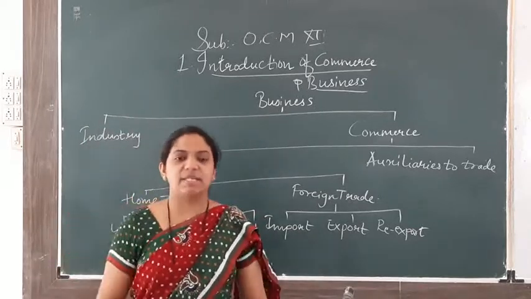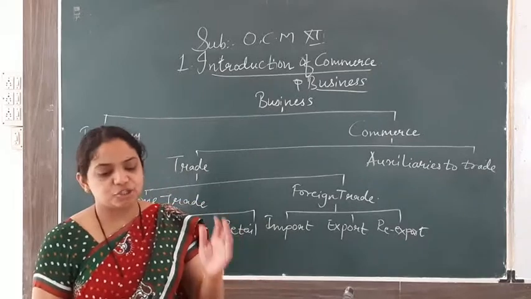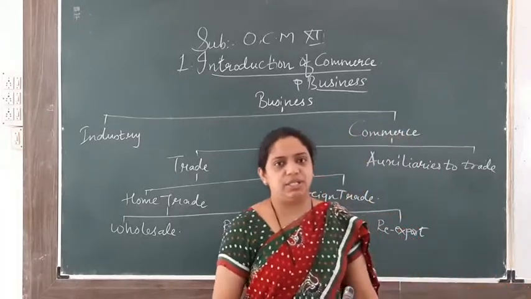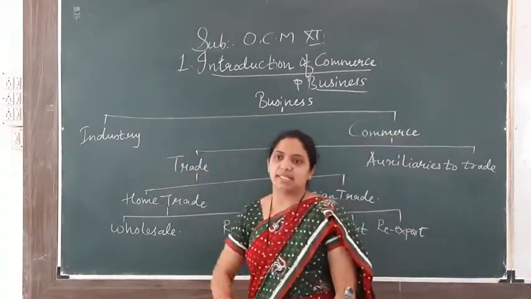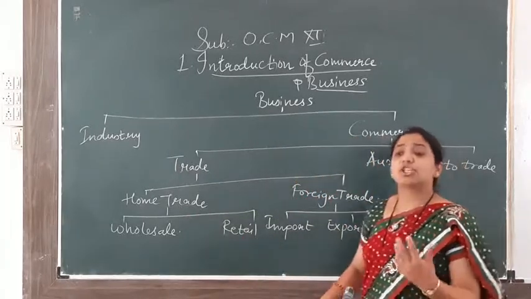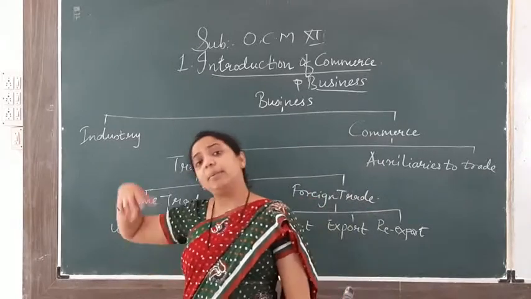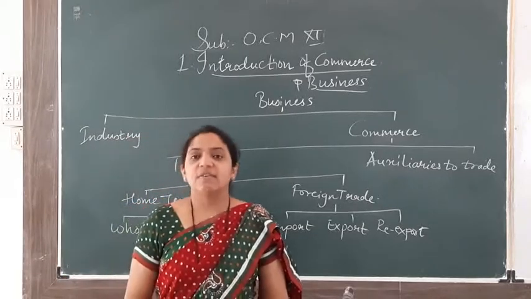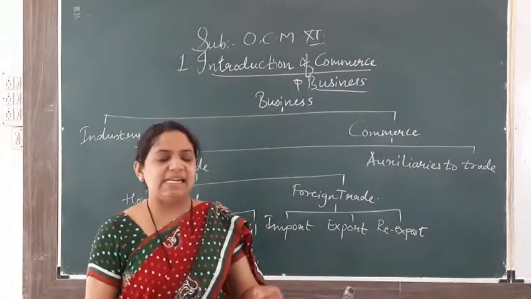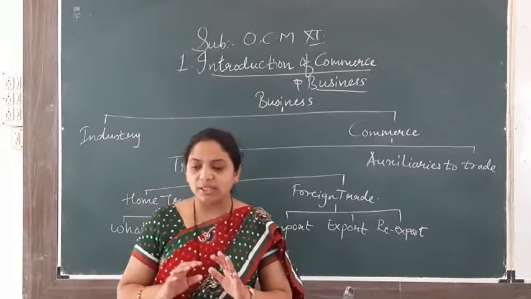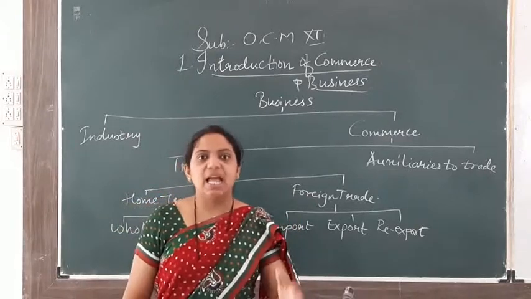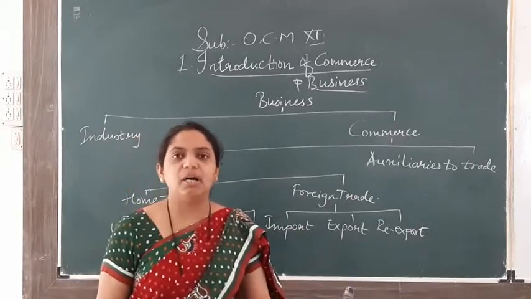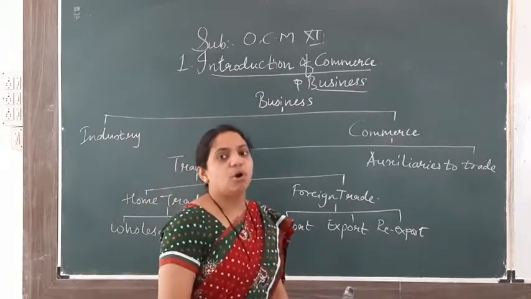Commerce is that part of the business activity which is concerned with the distribution of goods and services which are produced by the industry. Industry is related with what? Production of goods and services, and commerce is related with the distribution of goods and services which have already been produced by the industry. See, that is so easy. It always includes all those activities which are essential for maintaining a free and uninterrupted flow of goods. Commerce bridges the gap between the producer and consumer by exchanging goods and services for money or money's worth.